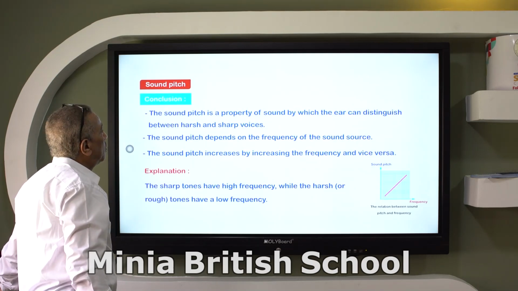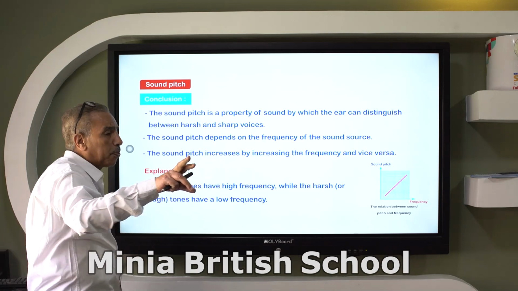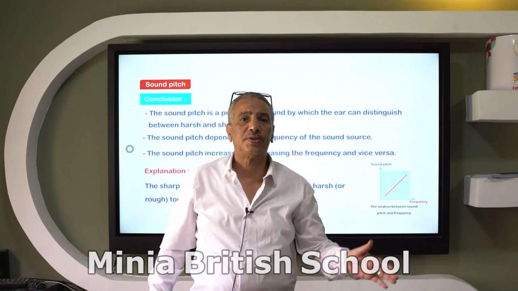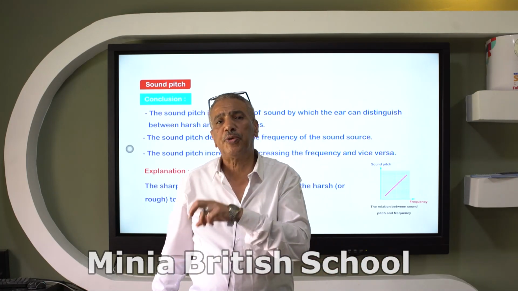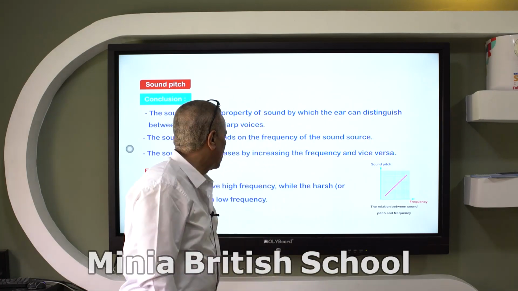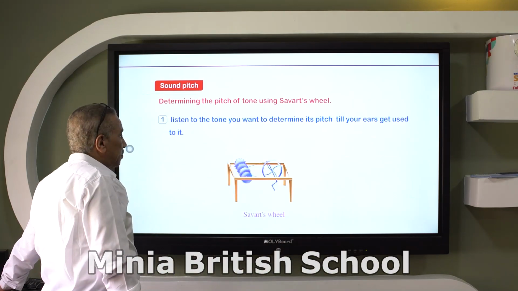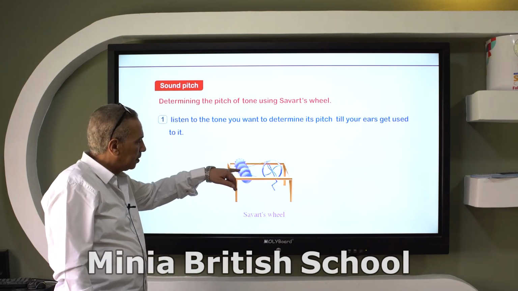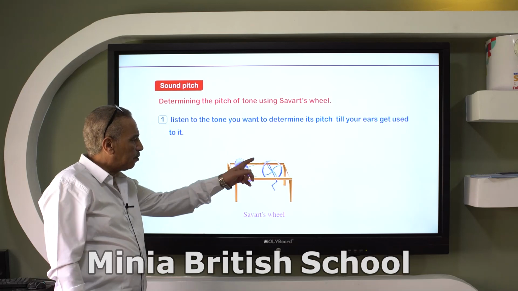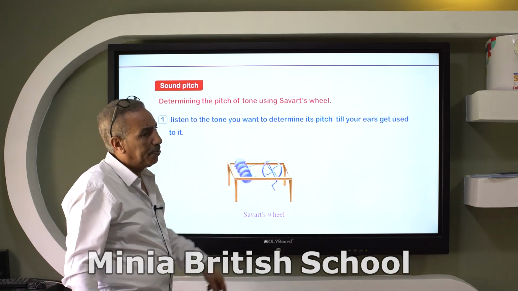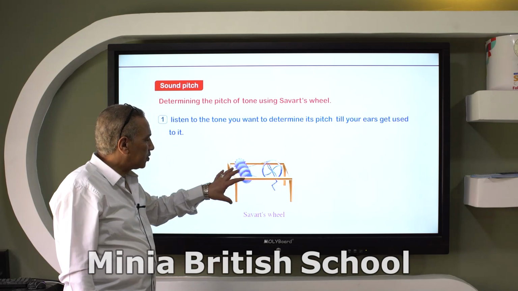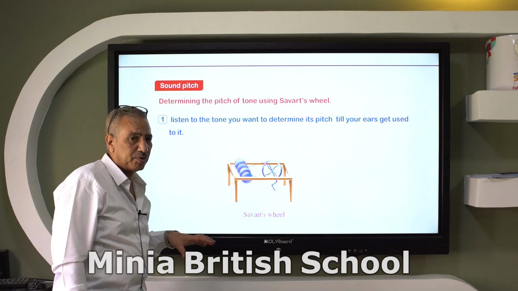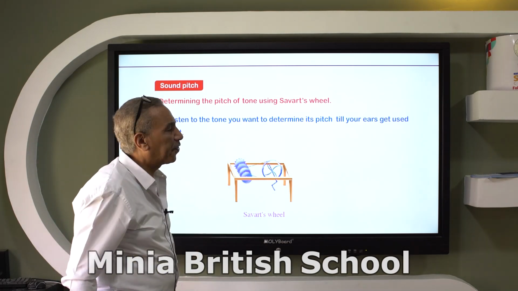Sound pitch, we said before, depends on the frequency. There is a directly proportional relation between the sound pitch and the frequency. If the frequency increased, the sound pitch increased. If the frequency decreased, the sound pitch decreased. And Savard's wheel explained that exactly. This is the wheel, it's called Savard's wheel, different types of gears with a wheel and rotating. There is a belt connected between them. Savard's wheel is the tool that tries to prove that the sound pitch depends on the frequency.